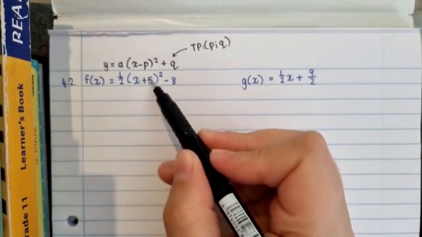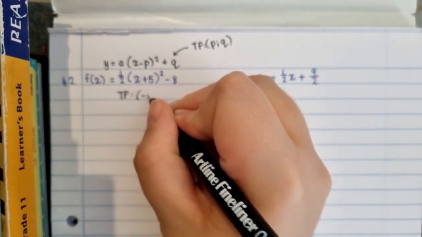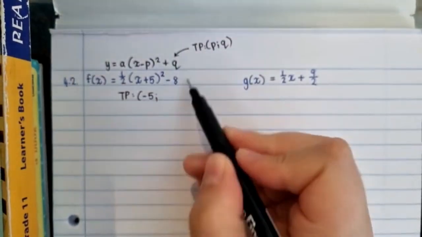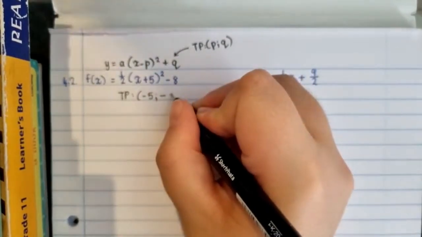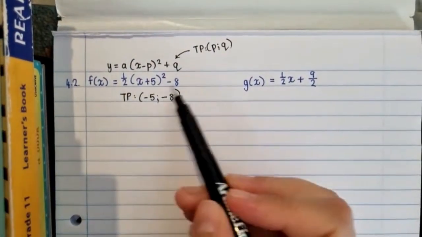All right, so here the turning point is going to be negative 5. And then the y value of the turning point is just that number there. So negative 5, negative 8. Okay, so that is the turning point.